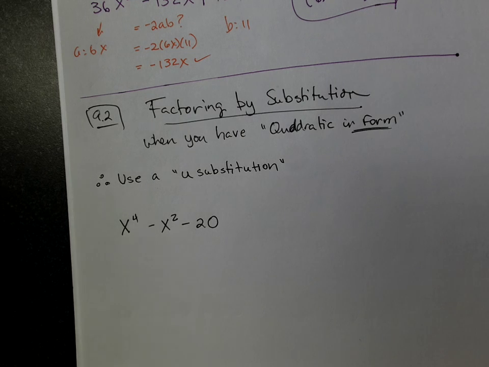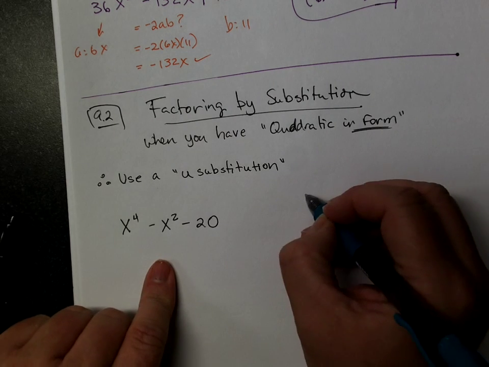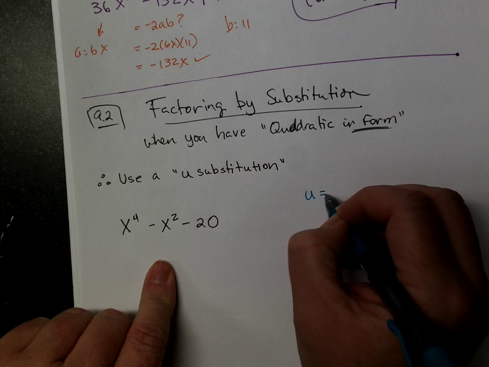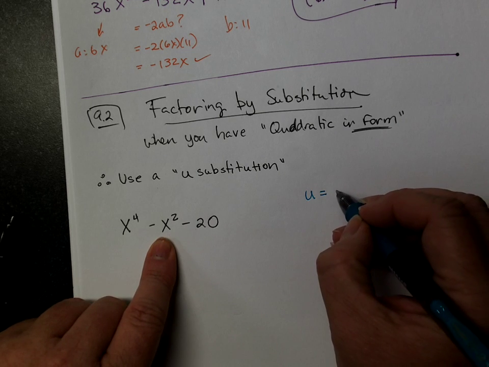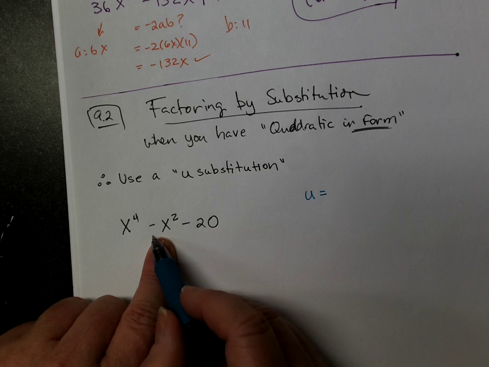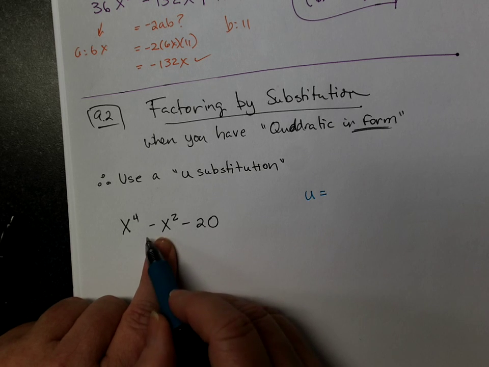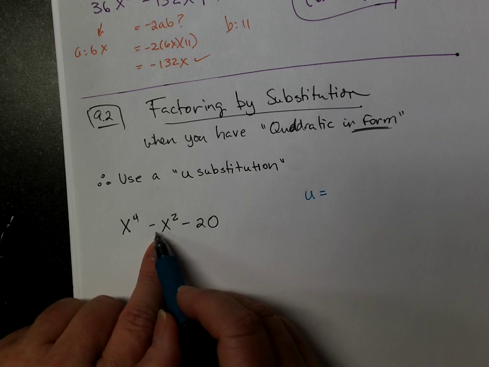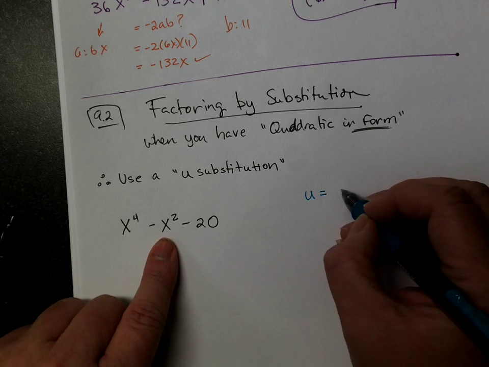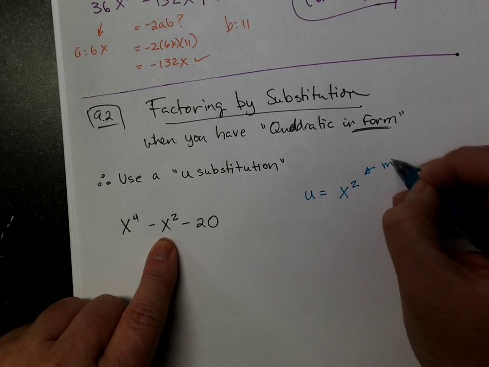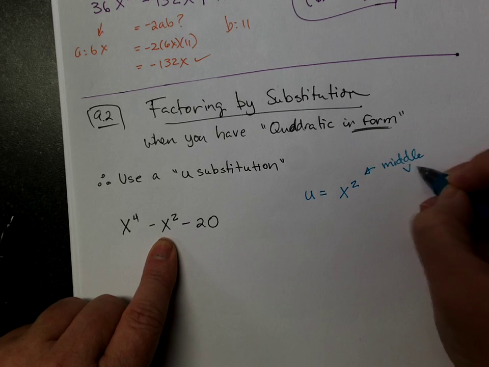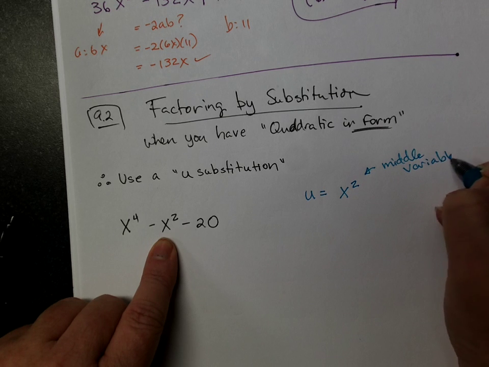Here's how you do your U substitution. Write U equals whatever your middle variable is. Now when I say variable, I do not include the coefficient. The coefficient here is -1, or if it was anything else, like -3 or +8, it doesn't matter. You're just writing your middle variable. So U equals your middle variable with whatever exponents it has.